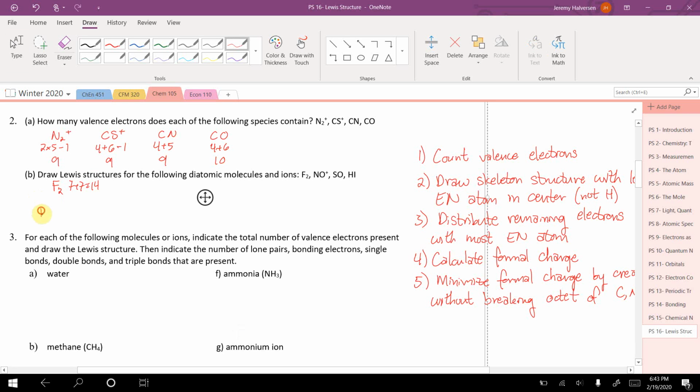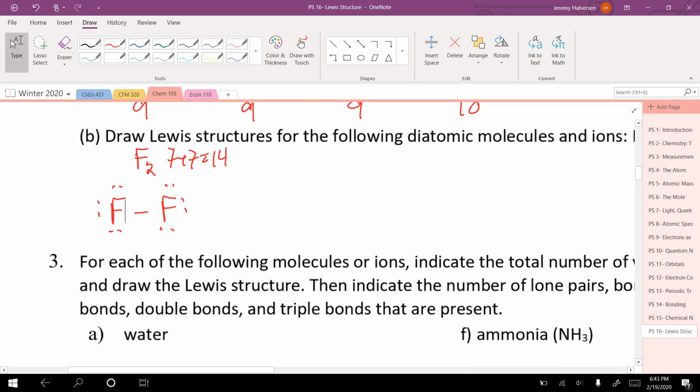Draw the skeleton structure with single bonds, F and F, with the least electronegative in the middle, but this is just F's, so I'm not going to have a center because I just have 2 atoms. Then I distribute the rest of the electrons around, starting with the most electronegative, so I have 14, so that's 2, 4, 6, 8, 10, 12, 14. So that's all my electrons. What's next? I'm not done yet, because now I need to calculate formal charge.